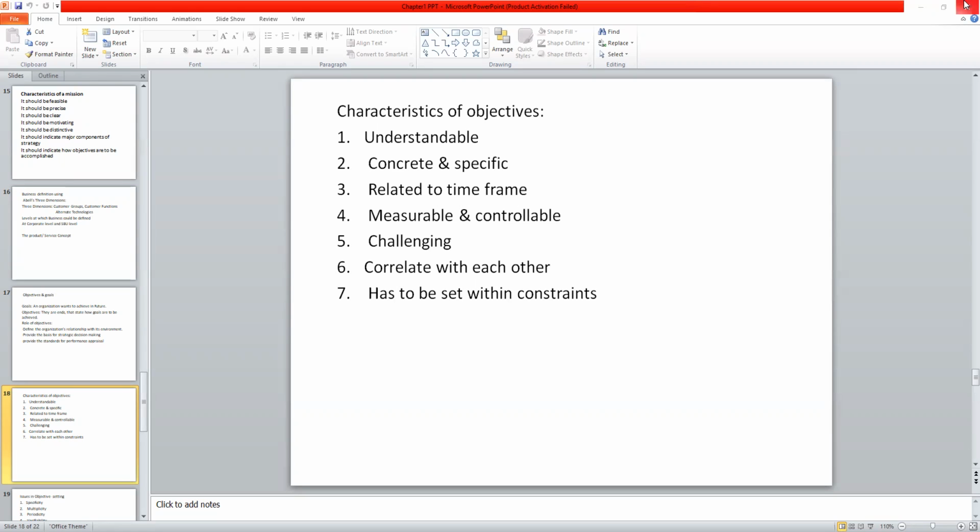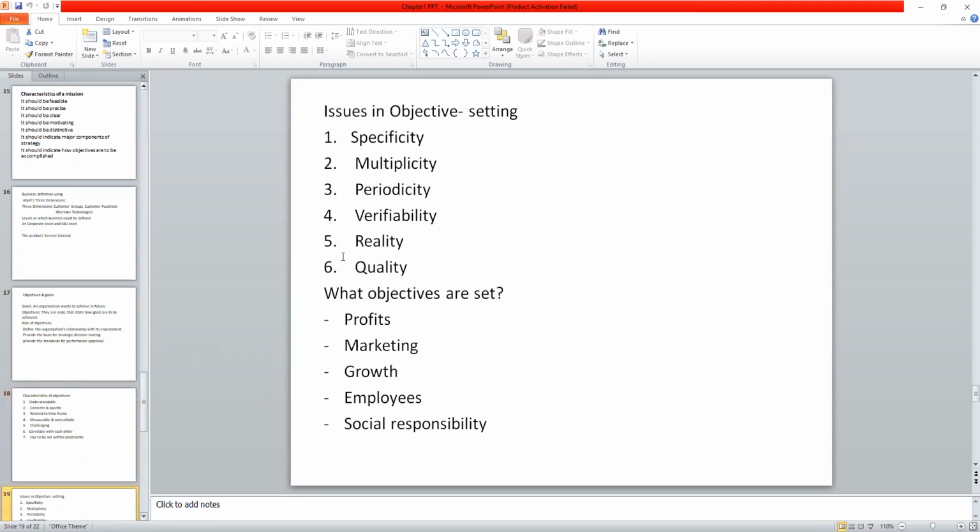Now, what are the issues in objective setting? Specificity is one thing. The objectives should be specific. They have to be specified, related to the organizational levels for which an objective has been stated. That means they should be specified as to what exactly it means, specifically for the employees. From the employees' point of view, they should understand what exactly is to be done.